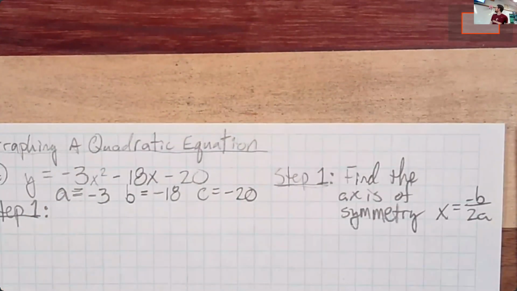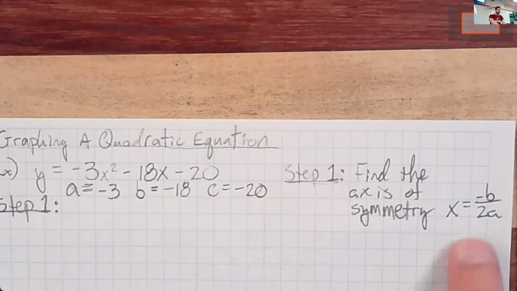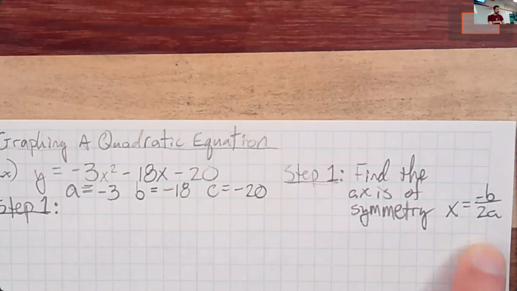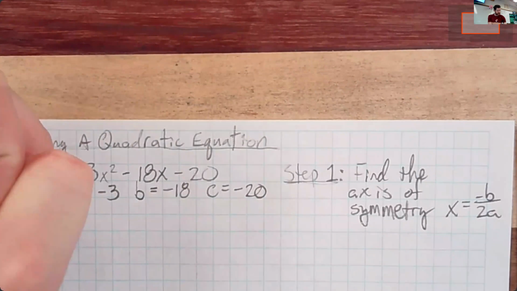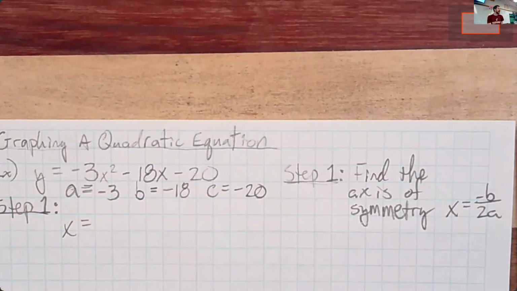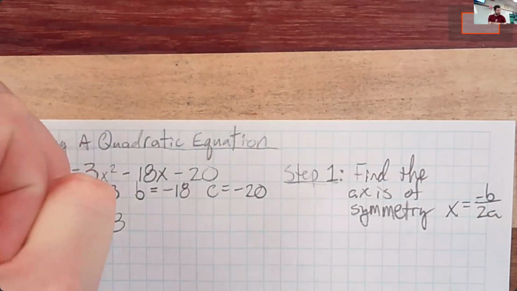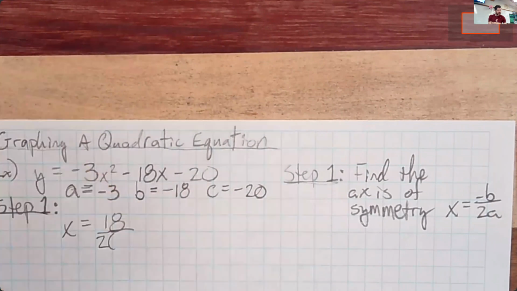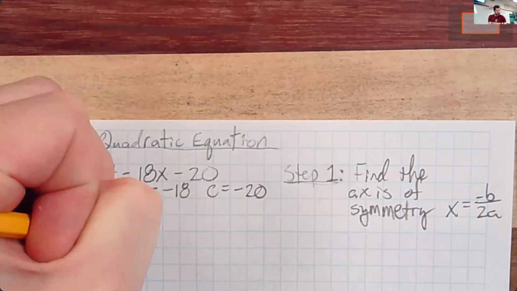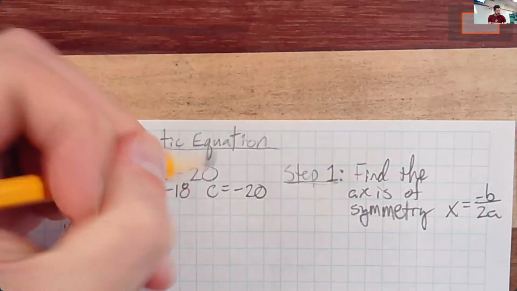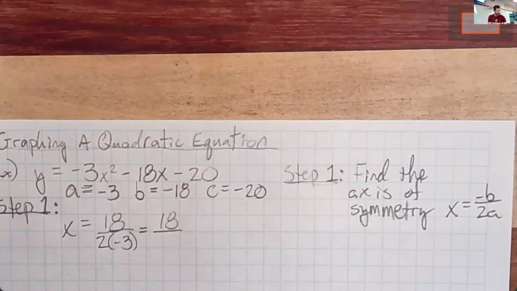Step 1 says to find the axis of symmetry, taking the opposite of the value of B and dividing it by 2 times A. So step 1, we're just going to say X equals, what's it going to look like? What's the opposite of B? 18. Yeah, if B is negative 18, the opposite of B would be positive 18. So that'll be 18 divided by 2 times A, which is negative 3. All right, so that's going to be 18 divided by negative 6, which equals what?